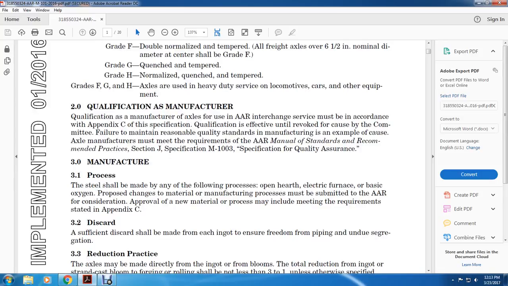Manufacturing process: the steel shall be made by one of the following processes: open hearth, electric furnace, basic oxygen. Proposed changes to the material or manufacturing process must be submitted to the Association of American Railroads for consideration. Approval of a new material or process may include meeting the requirements stated in Appendix C.